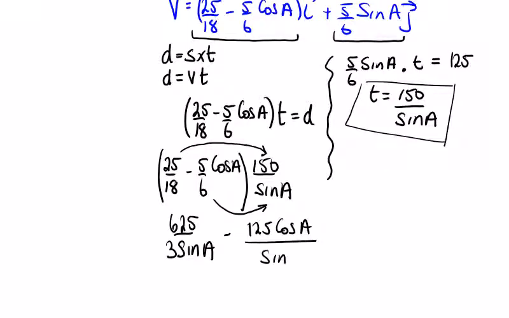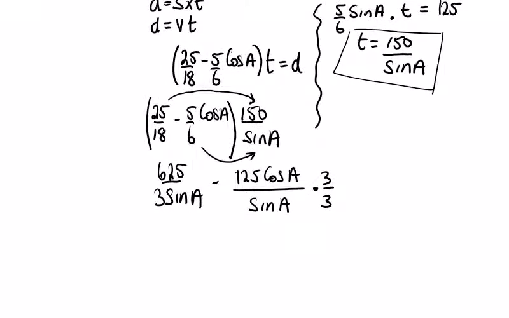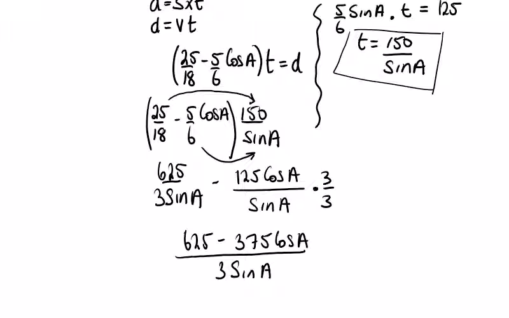over sine A. Now, to get the same denominators here, I'm going to multiply this right hand one by 3 over 3, to get 3 sine A on the bottom. So we'll have a denominator of 3 sine A, and our numerator will be 625 minus 375, and the second one is cos A. So that's what this distance is here.